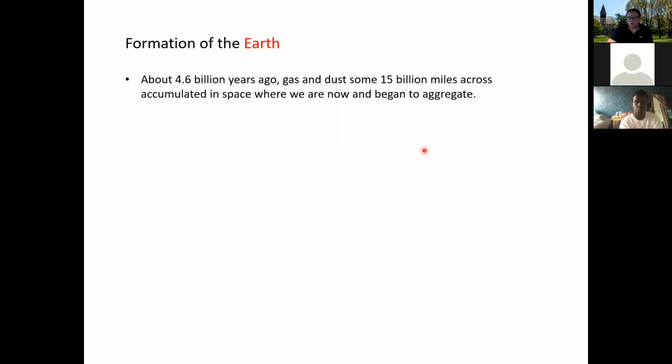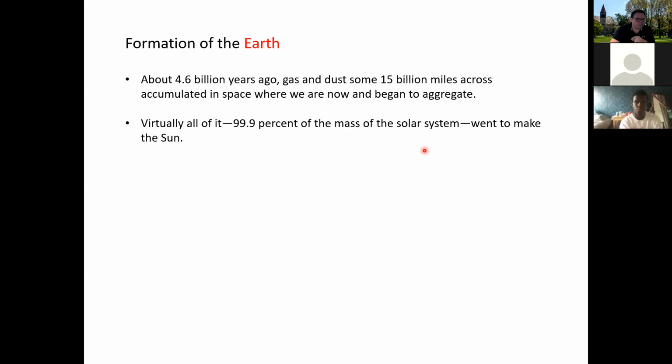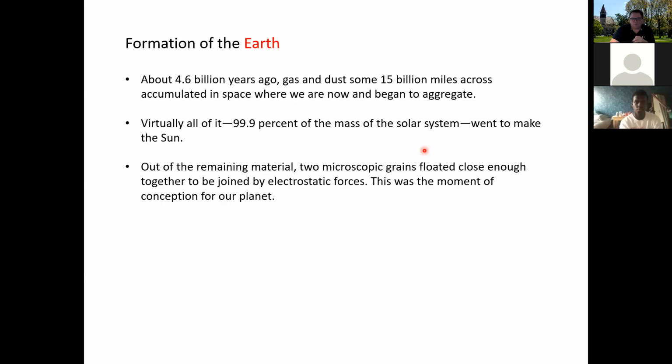So let's jump in just to hammer this home. We're going to round up here to 4.6 billion years ago. Gas and dust, probably about 15 billion miles across, start to accrete planets. Again, the vast majority, about 99% of that mass, is in the sun and remains there today. Of all the material left over, 0.1% slowly accreted by individual dust particles bumping into each other, probably randomly, joining by electrostatic forces, and then accreting into bigger and bigger particles that actually led to the formation of the Earth.